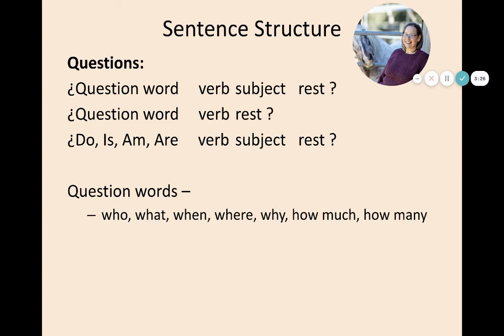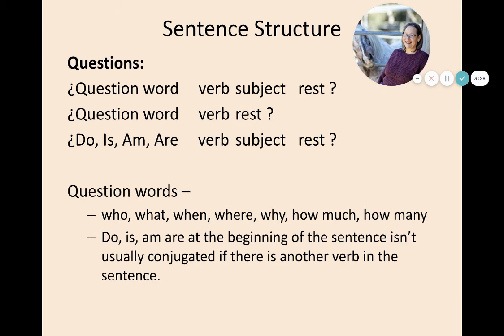Okay, question words: who, what, when, where, why, how. I already said that. Do, is, am, and are at the beginning of the sentence isn't usually conjugated if there's another verb in the sentence.